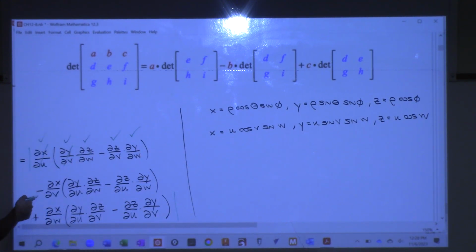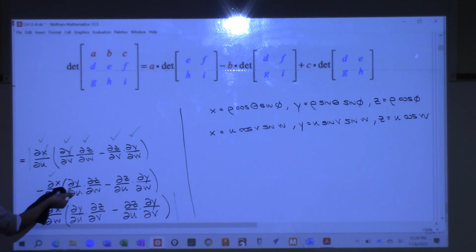Minus partial x with respect to v. Negative u sine v, cosine w. We all in agreement on that? No? Okay, oh, sine w. Sine w. Okay, that's this, parenthesis. Whatever this is, distributes through here.